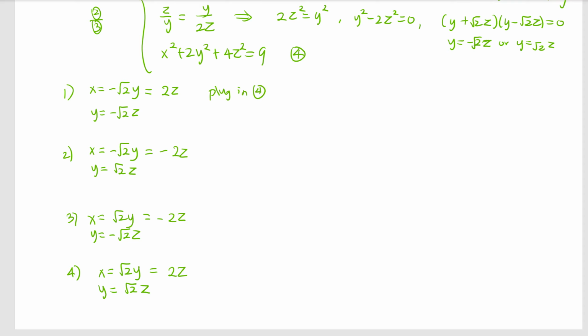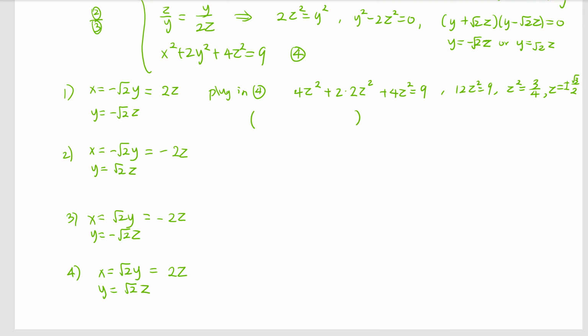Okay, so x squared is 4z squared, 2y squared is 2z squared, right? Plus 4z squared equals 9. Oh, so we have 3 copies of 4z squared. So that's 12z squared equals 9. z squared, we can divide it by 3, then we have 3 over 4. z is plus or minus square root of 3 over 2.